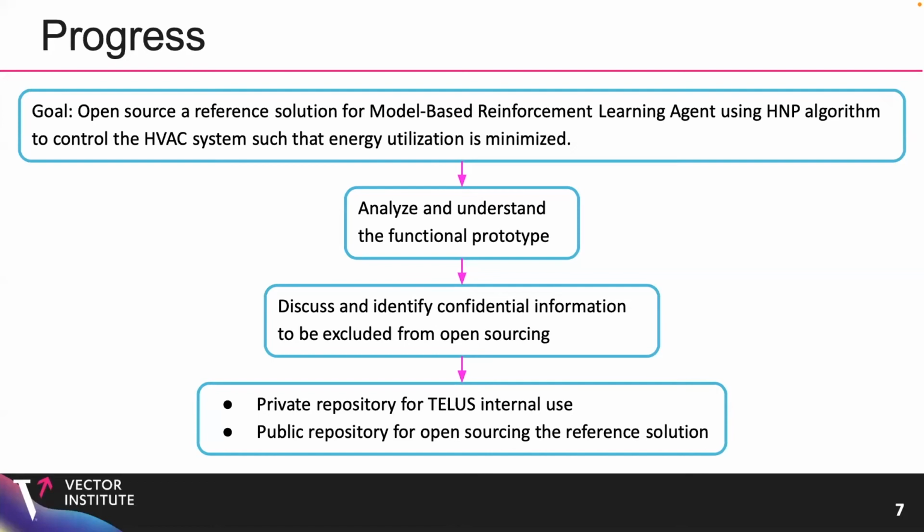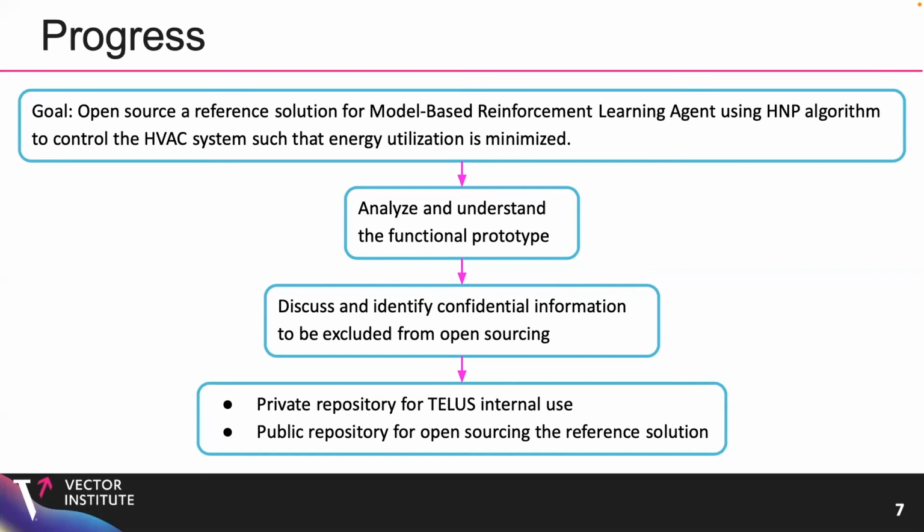The goal for this project is to provide an open source reference solution for a model-based reinforcement learning agent using the HMP algorithm to control the HVAC system in a small room data center such that the energy utilization is minimized. Previously, TELUS had developed a functional prototype in the form of Jupyter notebooks, but they were unorganized and had little documentation. So we spent quite a bit of time analyzing and understanding the code.